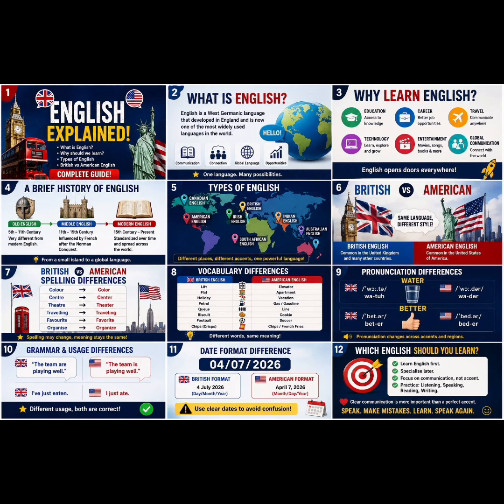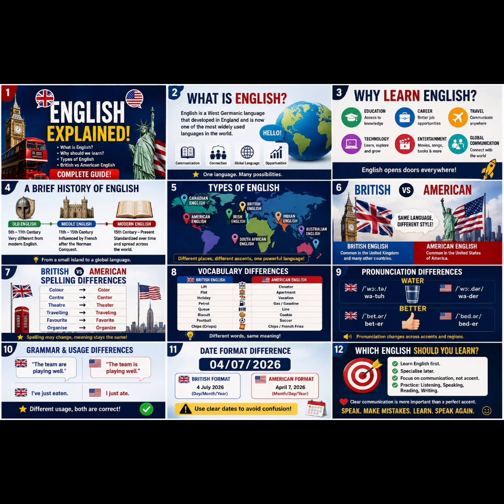Now, let us compare American English and British English. Neither variety is better or more correct. They are simply different standard varieties of English. The differences are in spelling, differences in vocabulary, differences in pronunciation and sound, differences in grammar, differences in date formats, differences in time expressions, and differences in punctuation and style.